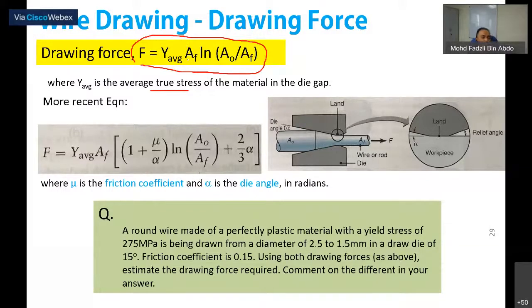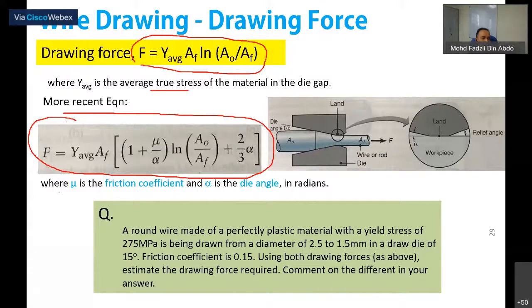Kalau extrusion tadi, kita push dia dekat depan. So that's why dia mulakan dengan A0. K tadi pun sama, ni adalah true stress average. But then untuk drawing, dia ada dua jenis equation. Satu equation ni, satu lagi, this is the most recent equation yang sekarang kita pakai.